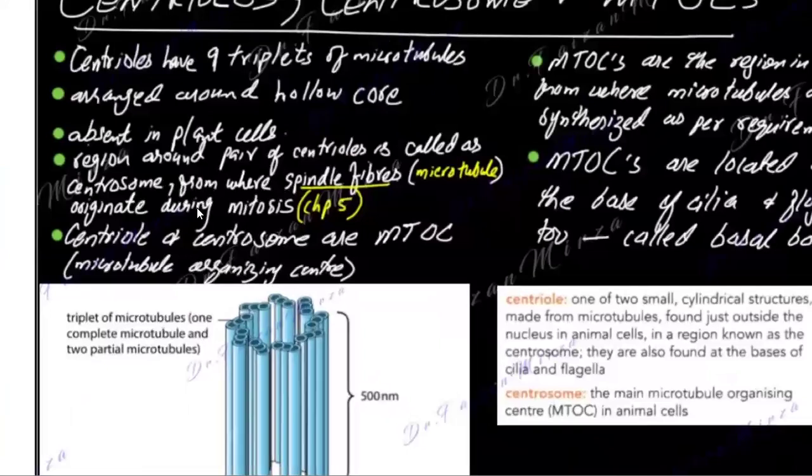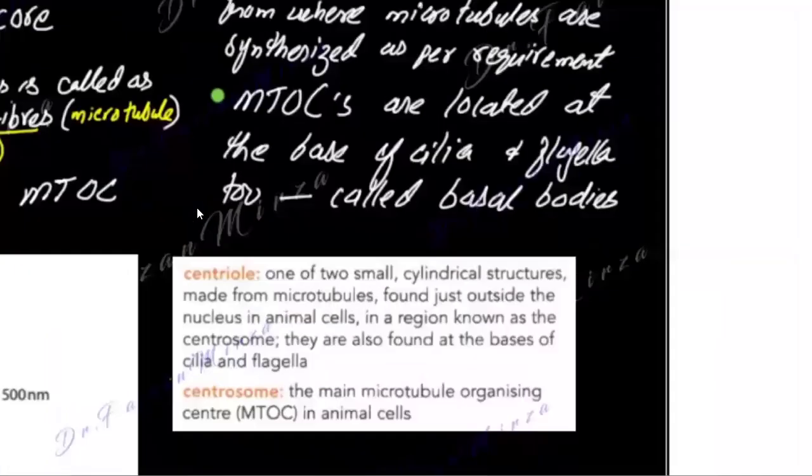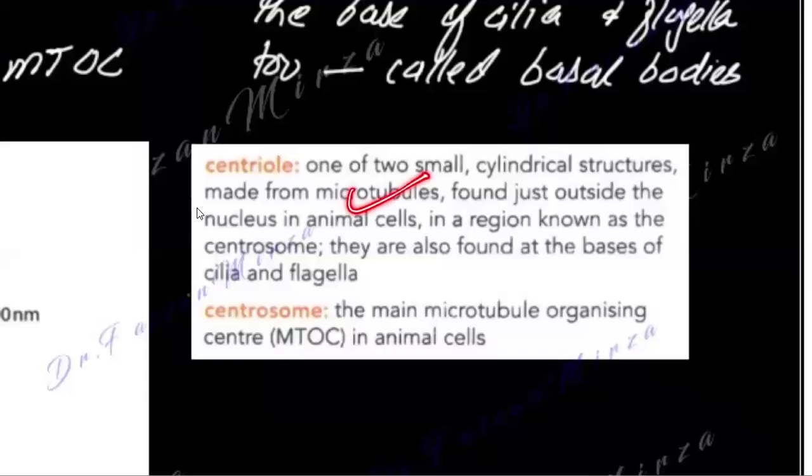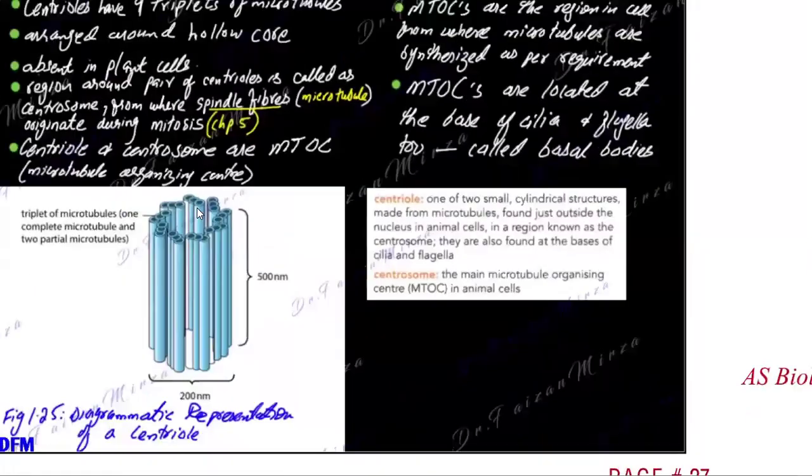The centriole works as an MTOC. MTOC is the microtubule organizing center. This is the region from where the microtubules get organized. Centriole, already discussed with you. Centrosome is the main microtubule organizing center in the animal cell.